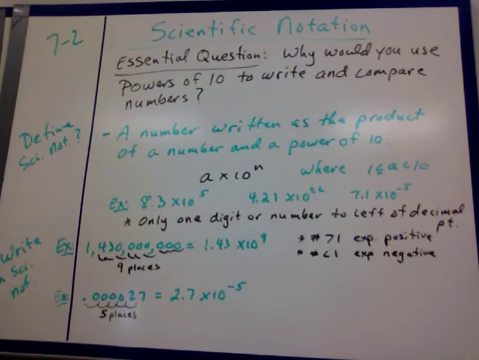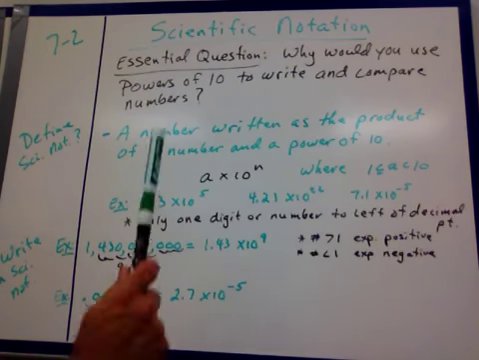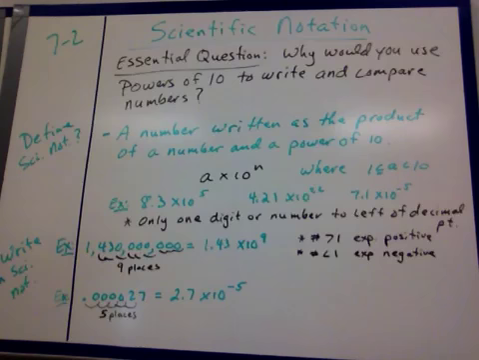We like to write in scientific notation just so we don't have to write out some big numbers with a bunch of zeros. So why would we use powers of 10 to write and compare numbers? For that very fact right there. So we can get numbers down to where we can work with them without all them zeros.